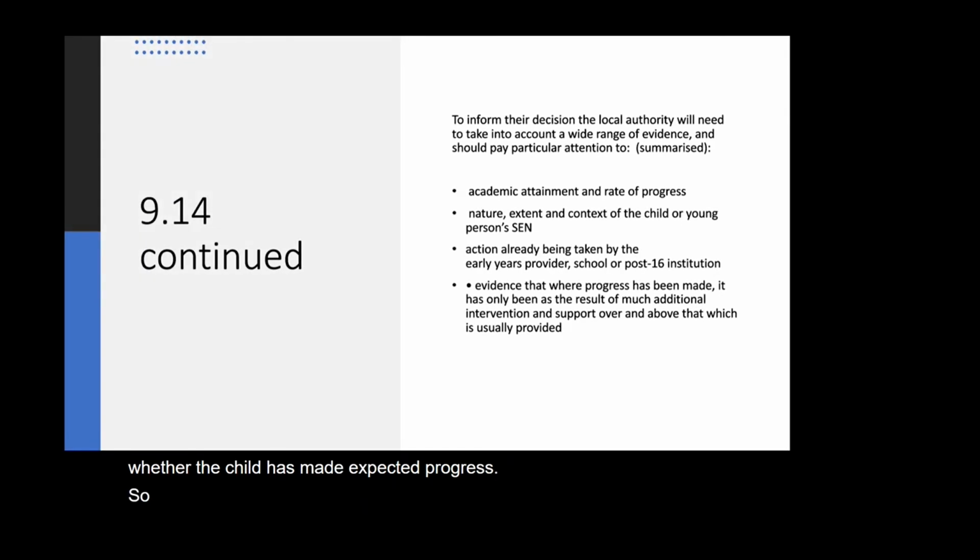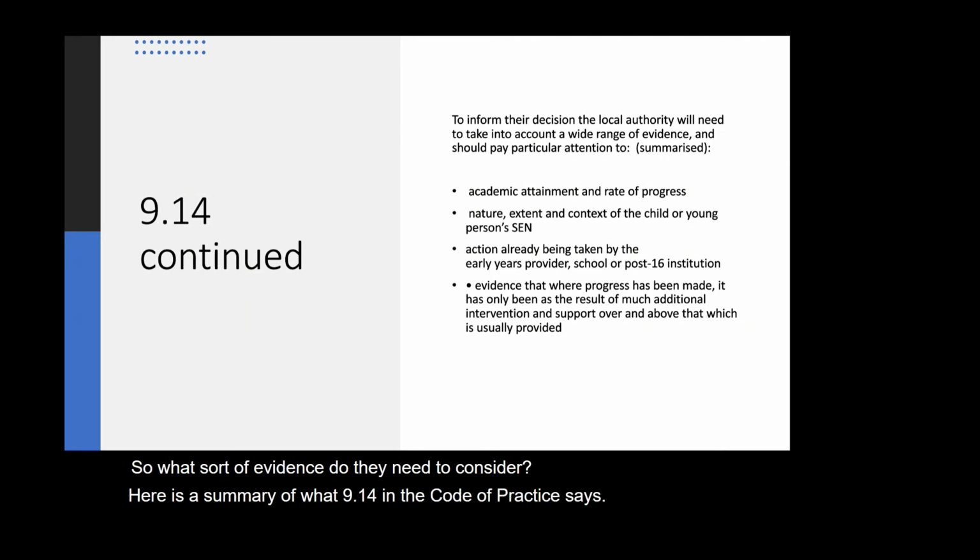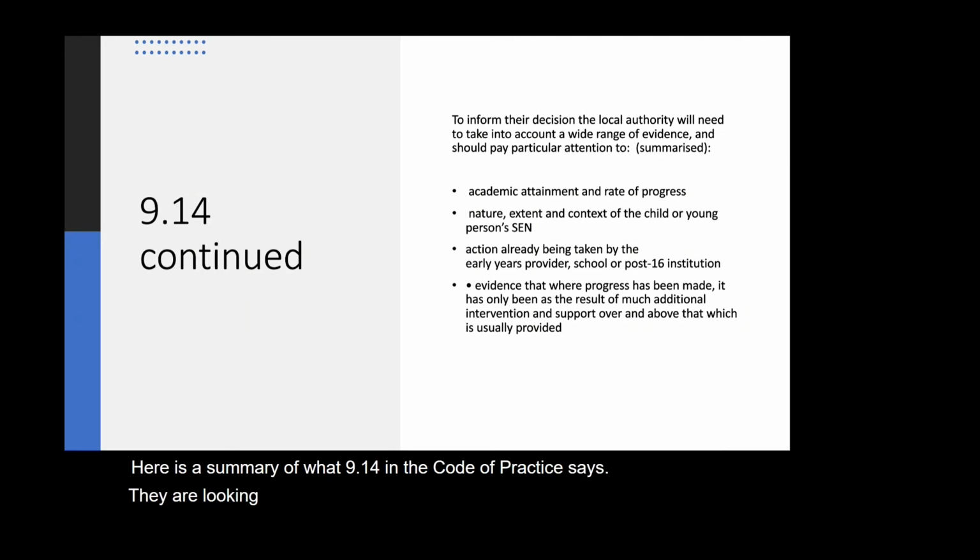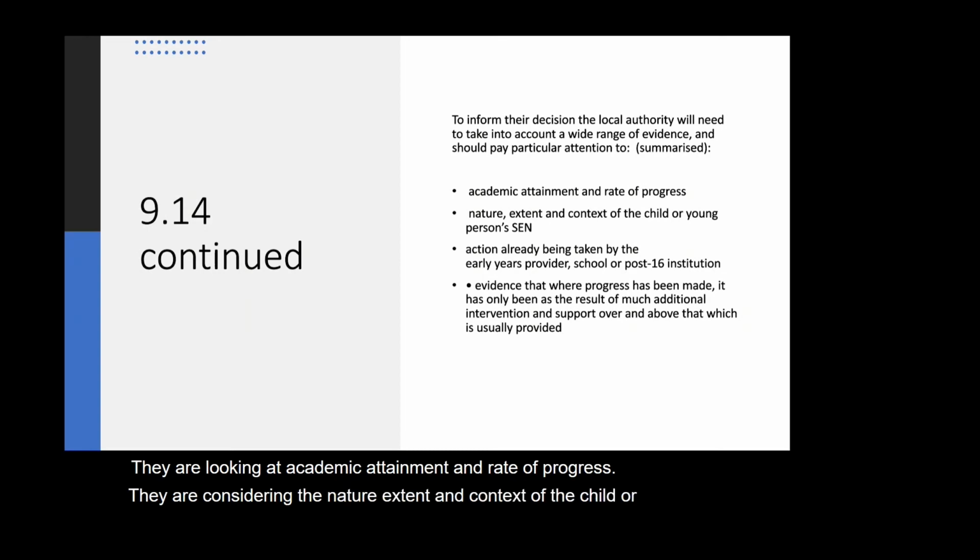So what sort of evidence do they need to consider? Here is a summary of what 9.14 in the Code of Practice says. They are looking at academic attainment and rate of progress. They are considering the nature, extent and context of the child or young person's SEN.